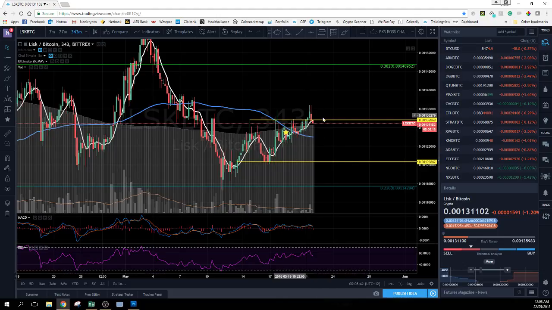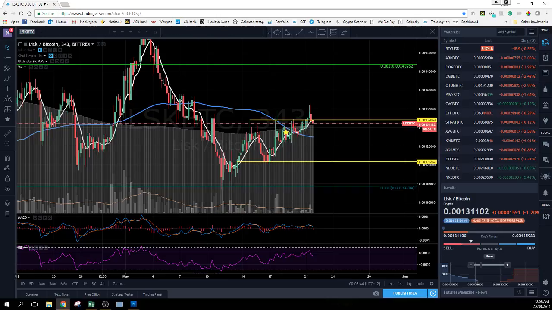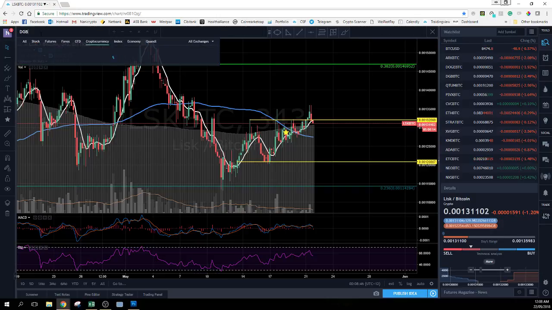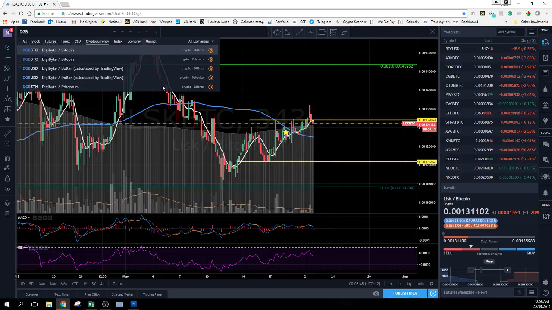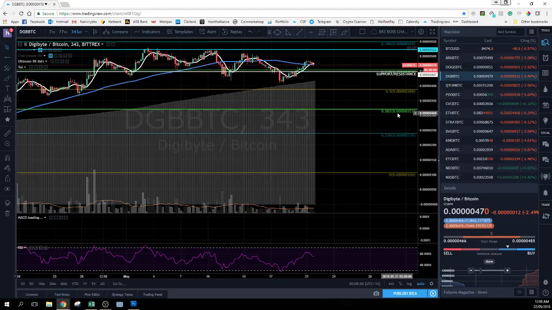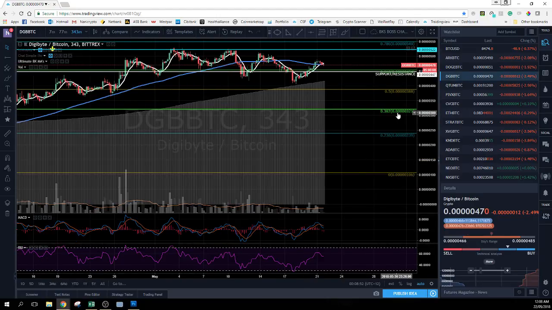Same thing, Litecoin was doing pretty well, it's had a bit of a pullback. I think those two pullbacks are both due to Bitcoin going under 8,500. And then we've got DGB, same. Everything's doing the same at the moment.